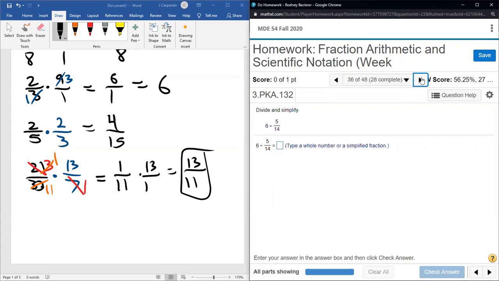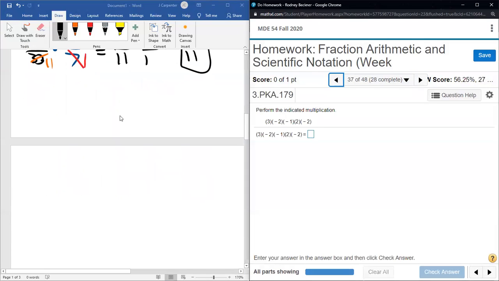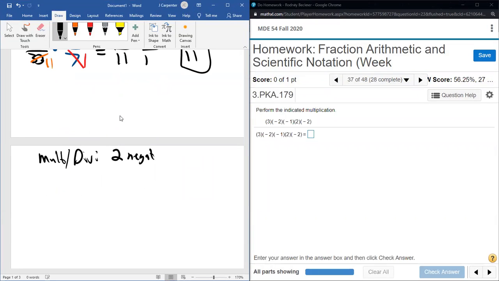Right, so we're going to skip that one. This is just a random problem in here, just as a reminder of the signed arithmetic. Remember that with multiplying and dividing, two wrongs make a right is what some people like to say. It's that two negatives make a positive.